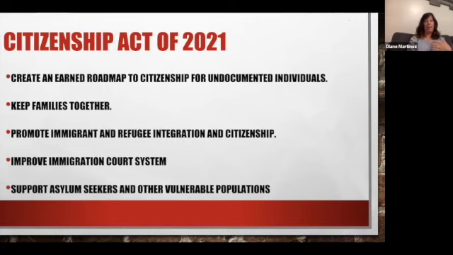They're going to promote immigration and refugee integration and citizenship. So right now they would be working on allowing refugee integration from these countries and make that a pathway to citizenship as well. Improve the immigration court systems. Right now, the courts are overwhelmed.